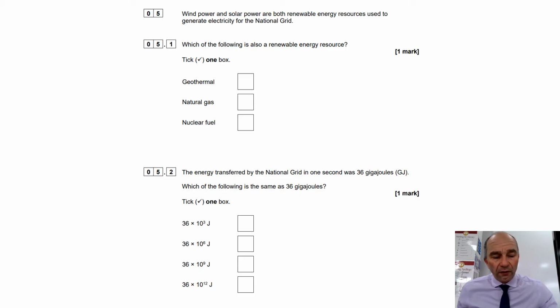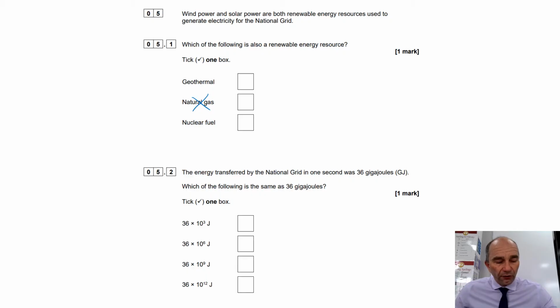Now question 5, this is where we're looking at wind power and solar panels. They're both renewable energy resources used to generate electricity for the national grid. We've got a list: which of the following is also a renewable energy resource? Now, if you remember, natural gas is a fossil fuel. We're running out of our fossil fuels, so clearly non-renewable. You've got your 3 fossil fuels: coal, oil and gas.